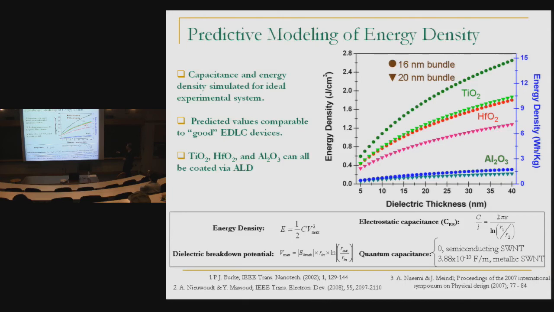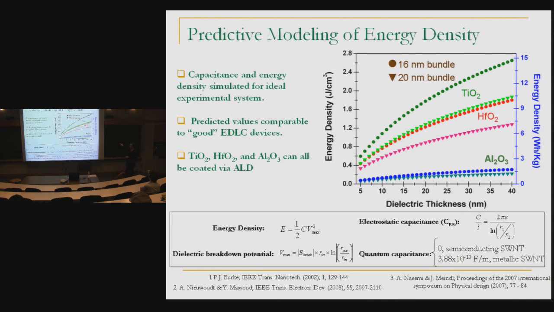Before I got into this, I wanted to test the waters of whether this device actually makes sense. Does it actually make sense that this should work or not? So I sat down and did some calculations, putting together a simple model, calculating based on the electrostatic capacitance and the quantum capacitance, taking a bundle of single wall carbon nanotubes of 16 or 20 nanometers and surrounding it with a dielectric of variable thickness. I was able to come up with these numbers by scaling a single bundle to the actual material we're working with based on things like mass density. And this is what I get.